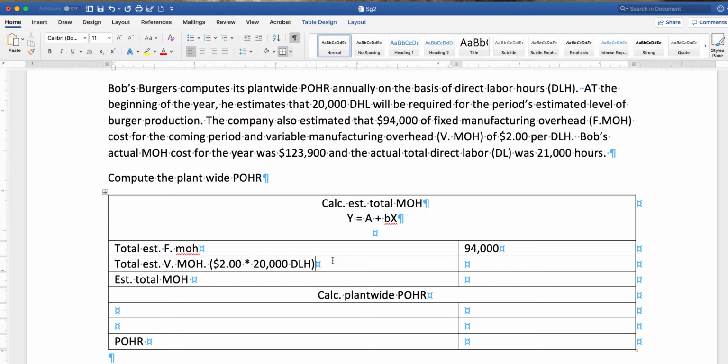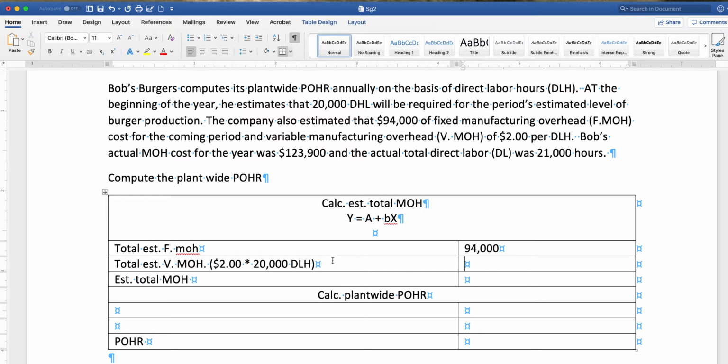Okay. In order to do that, remember your 4 steps. First, estimate the fixed manufacturing overhead, already done for us. Second, estimate the variable manufacturing overhead cost, already done for us. What we're doing now, the third step, calculate the total estimated manufacturing overhead cost.